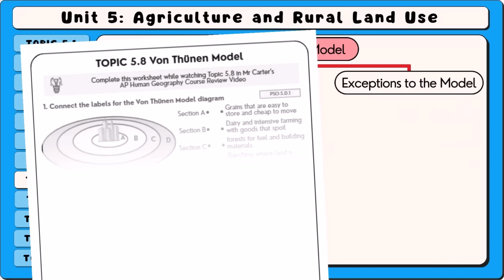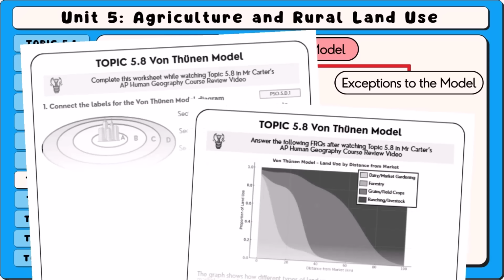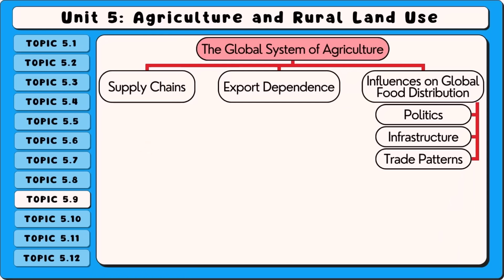Okay, that brings us to the end of topic 5.8. If you're following along with the study guide, check your answers for this section, using the answer key before moving on. The free response practice questions for this lesson use a graph based on the von Thunen model to test your ability to apply this knowledge in an exam-like situation. And when you're ready, we'll move on to topic 5.9. In this lesson, we will study how agriculture functions at a global scale.